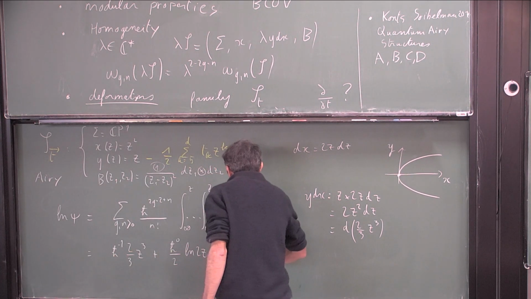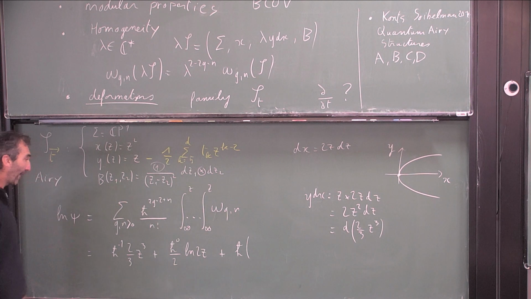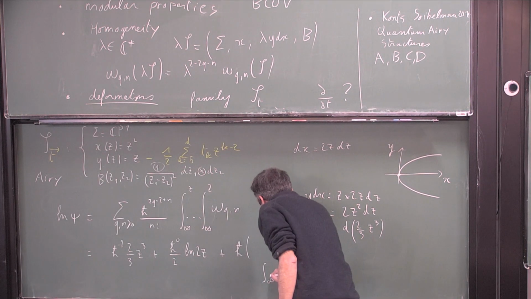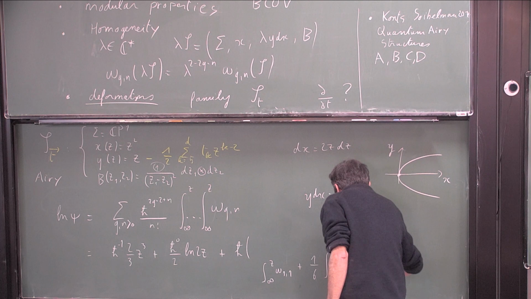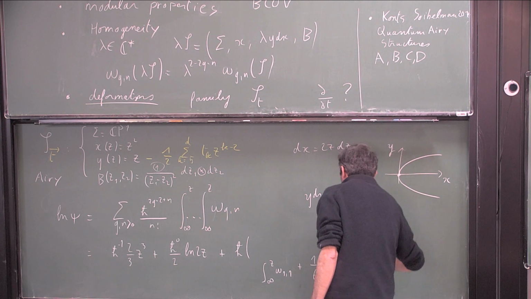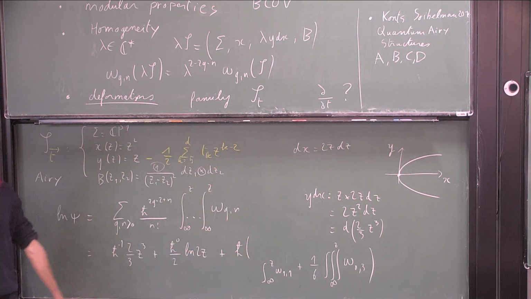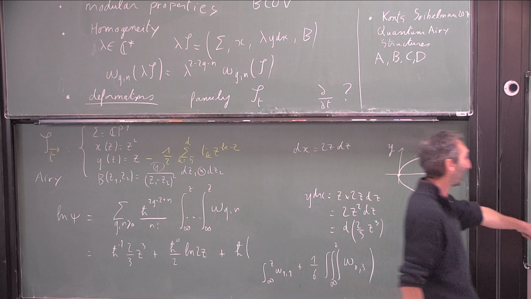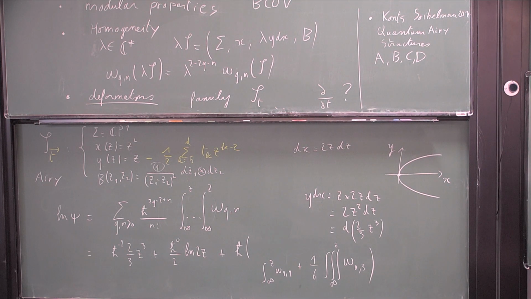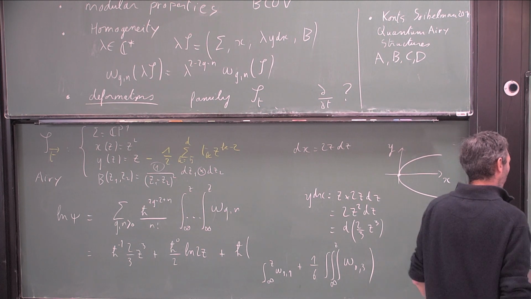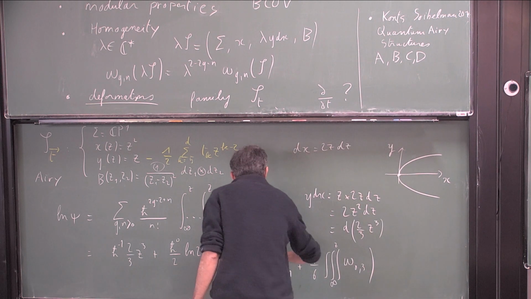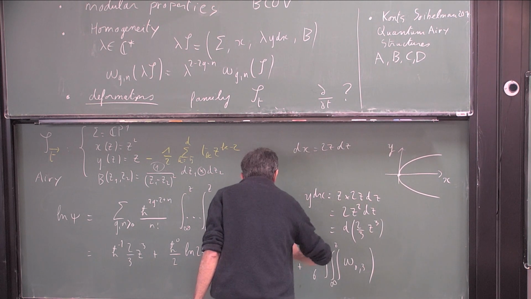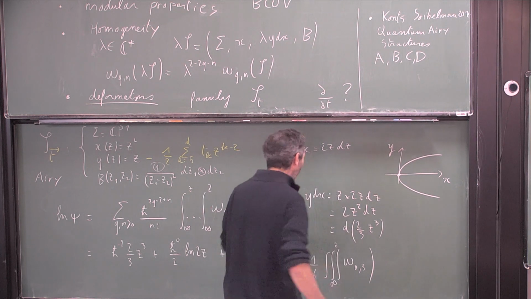Plus h bar, and here at order 1, what you would get would be the integral from infinity to z of omega 1,1 plus 1/6 integral of omega 0,3 with the infinity. That's the only terms that contribute to order h bar. And I've written them here. So this is omega 1,1. Integrate with respect to z one time. You get 1/48 z cubed.